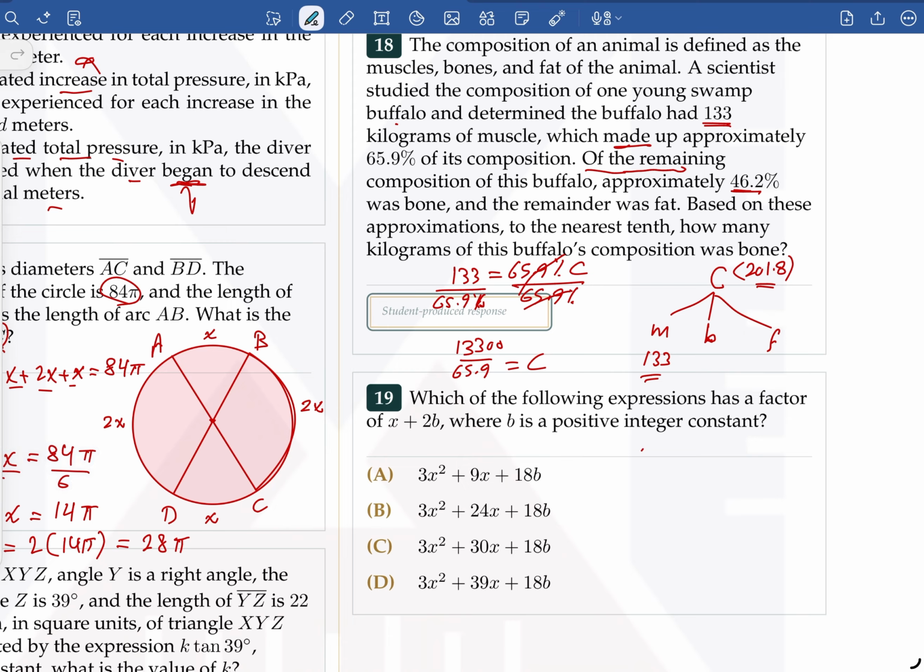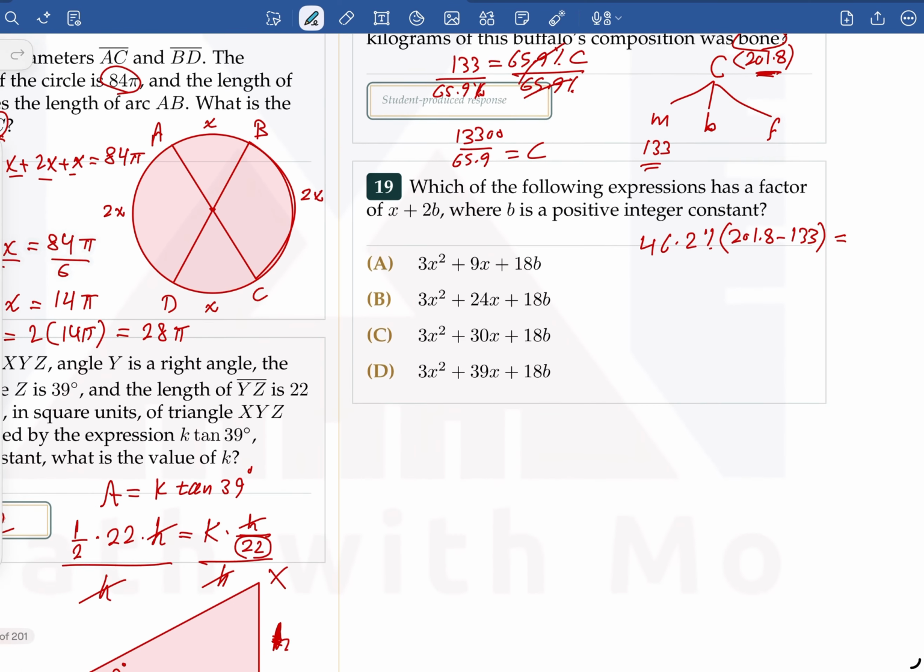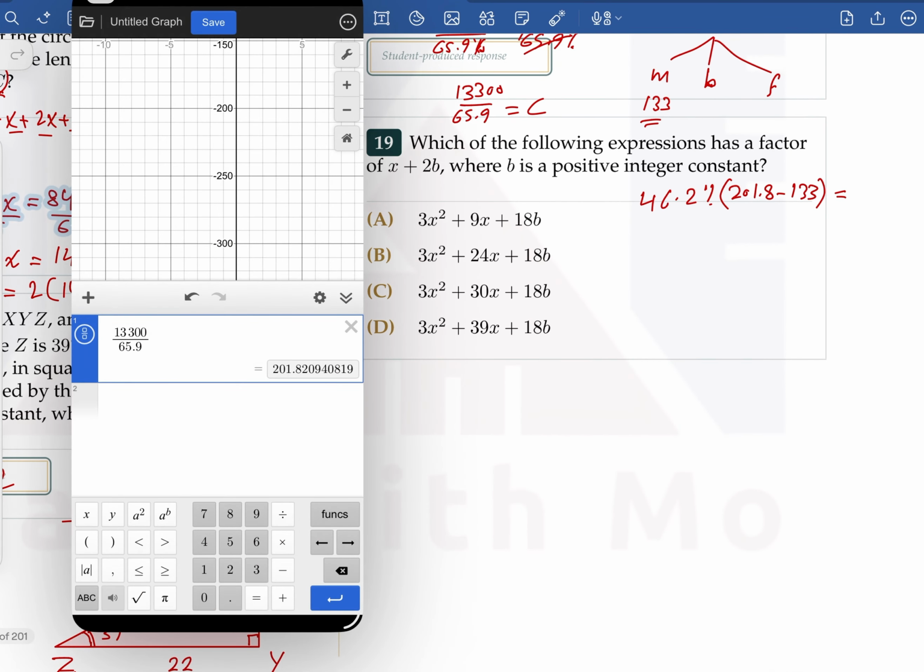46.2% of the remaining. What the remaining is, to subtract this minus this, which means 201.8 minus 133 is what? Is bone. And the question is what is the value of bone? So we need to get this only. So we can multiply this on Desmos, write the numbers.